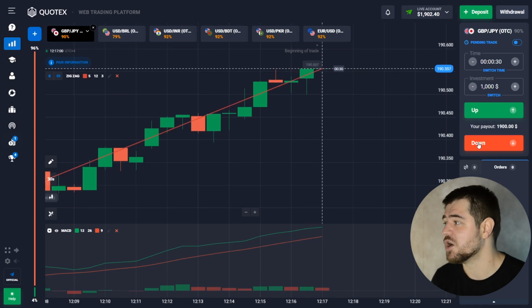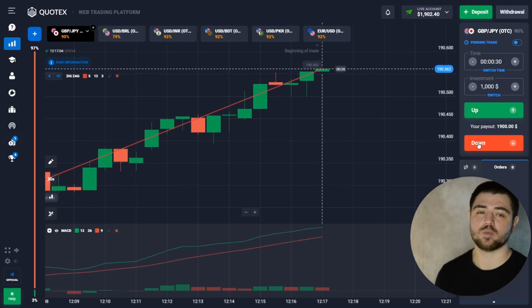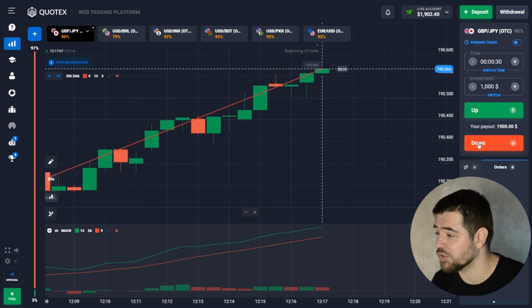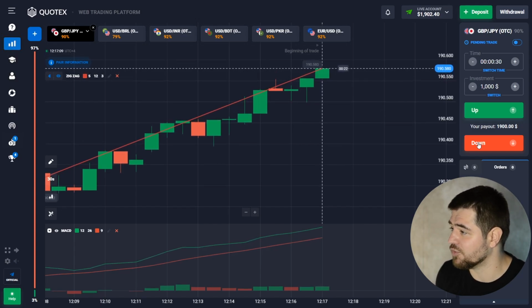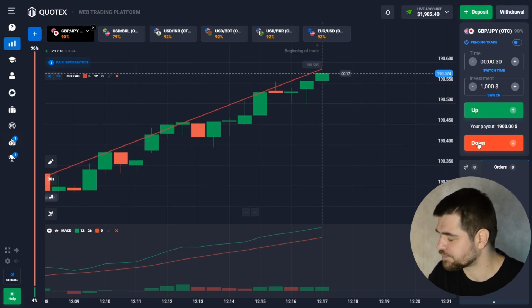$1,900 from this option, so $900 from this option, really, because it's a 90% payout from 1,000, and we're gonna move on with that amount, 1,900.